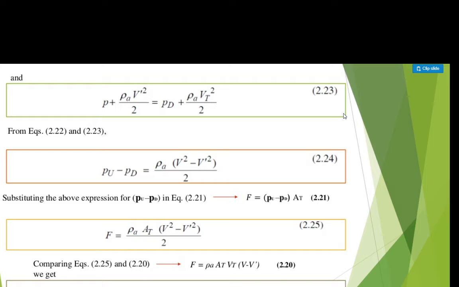Substituting the above equation, F is equal to (Pu minus Pd) into At. F is equal to rho At (V square minus V dash square) upon 2. Comparing these equations, we get F is equal to rho At Vt (V minus V dash), where Vt is equal to (V plus V dash) upon 2.